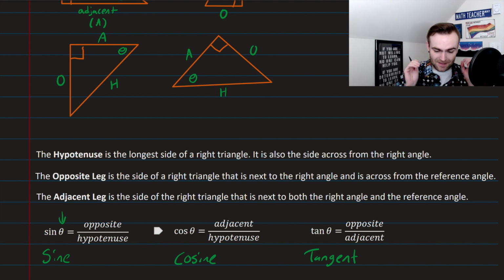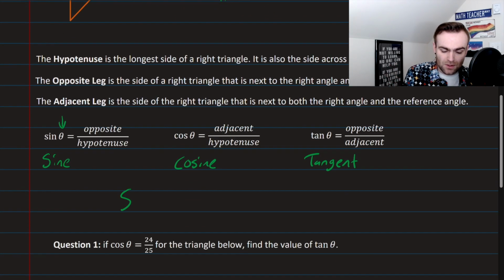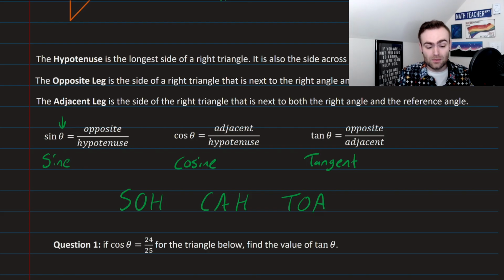Something that has been said numerous times and is a mnemonic that can help you remember this is called SOHCAHTOA. I won't give you the backstory I was given because it's kind of problematic. But SOHCAHTOA can help you out a little bit. Sine is opposite over hypotenuse, cosine is adjacent over hypotenuse, and tangent is opposite over adjacent.